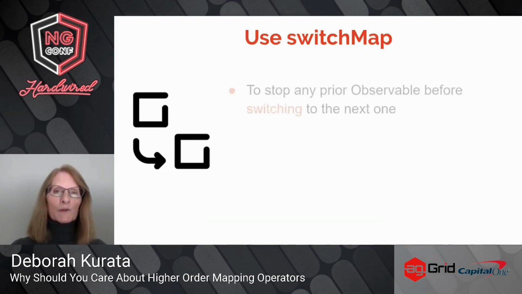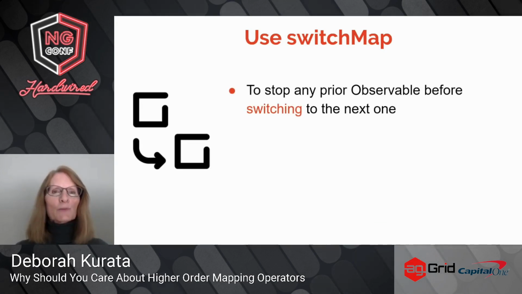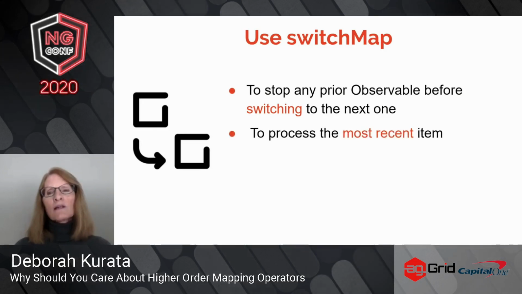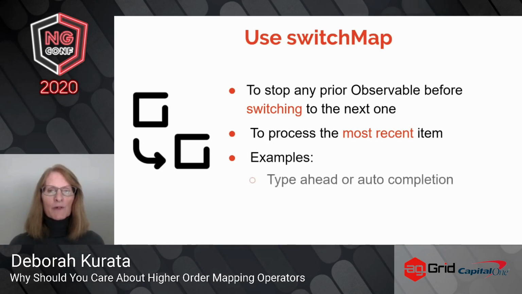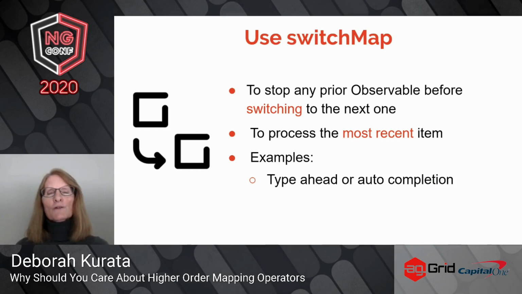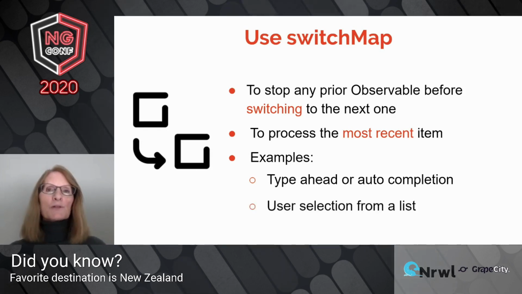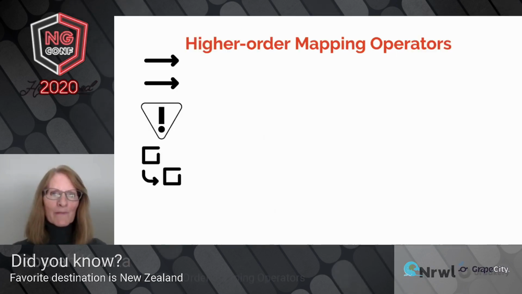Okay, so when would we use switchMap? To stop any prior observable before switching to the next one, to process basically the most recent item. For example, type ahead. So if the user types 2 letters, you might go off and start searching for something. As soon as they type the 3rd, you really don't care about the results from the first 2 characters. Now you want the results for the 3. Another example is user selection from a list, because if they could pick multiple ones and you only want ever their last selection to be processed, you want to use a switchMap.